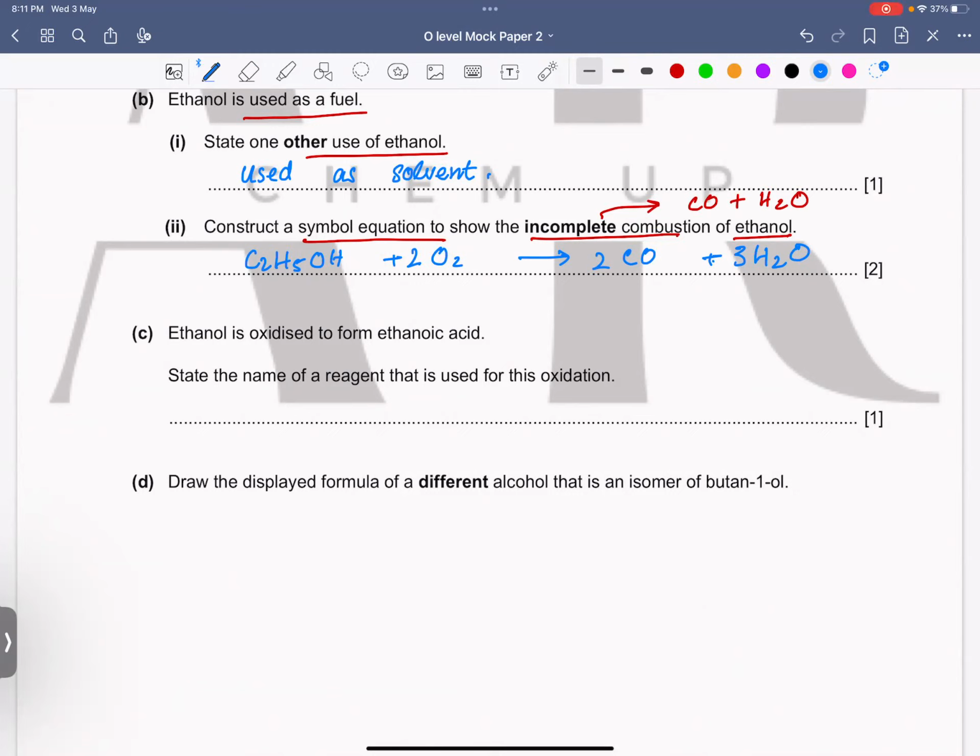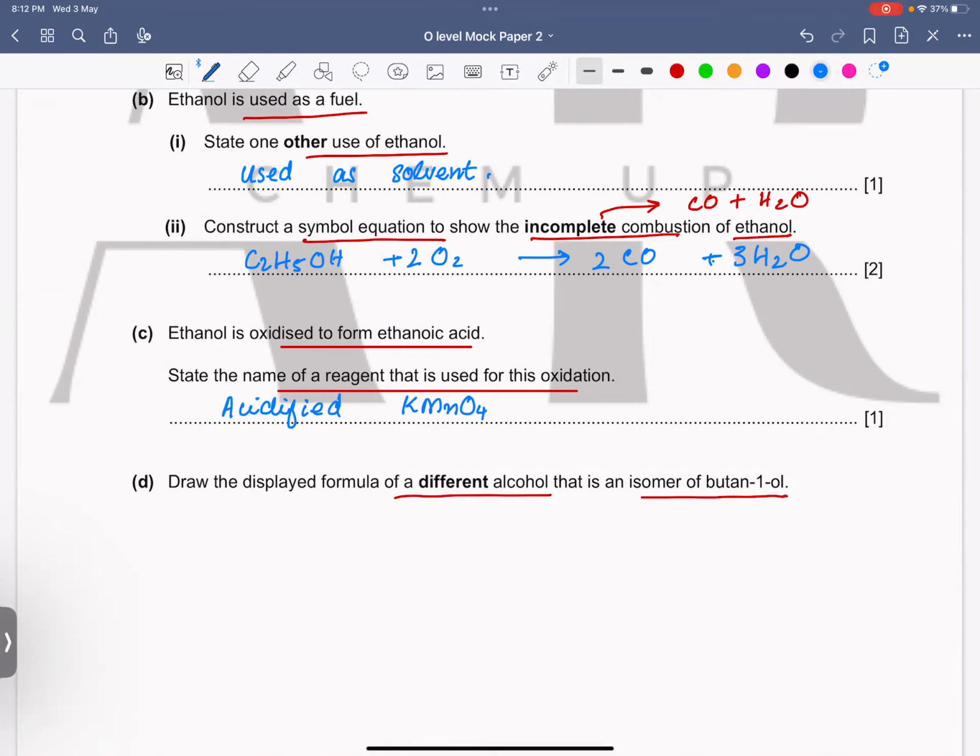Yes, sir. Ethanol is oxidized to form ethanoic acid. Suggest the name of the reagent that is used for the oxidation. Sir, oxygen or KMnO4. Acidified aqueous potassium manganate. Instead we can just write oxygen as well, but the appropriate answer would be acidified potassium manganate(VII), which is KMnO4.